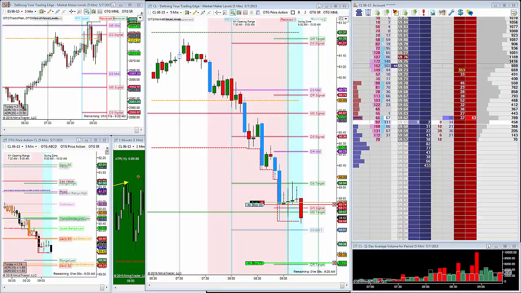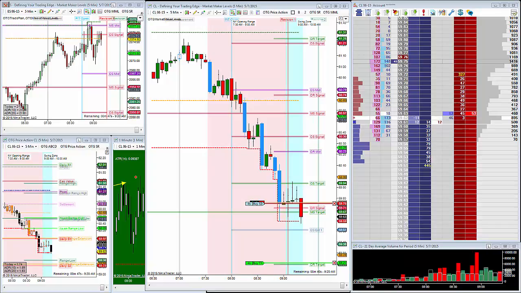76. Okay. Stop is 75. Good. We closed. Oh, we got 1 minute left here to close below 72. And then I'm going to start maneuvering trail stops.